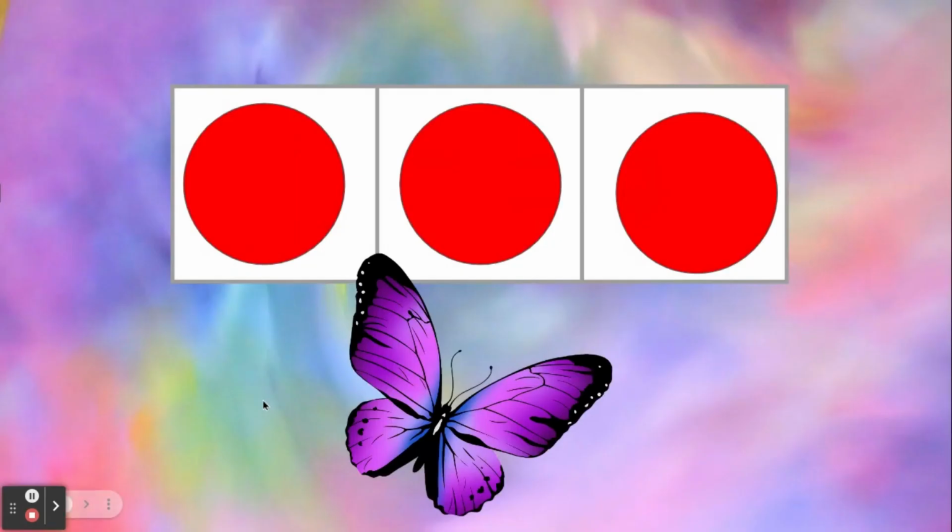Same thing. Butterfly. How many parts do I hear in that word? Three, but if you ask them, you could use blending and segmenting also. So butterfly. Could you blend that word? What would these parts make? Butterfly.